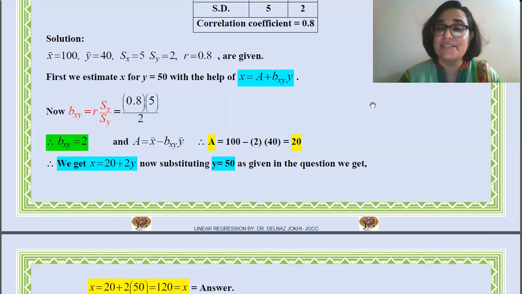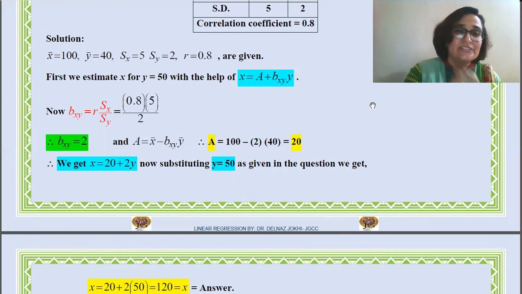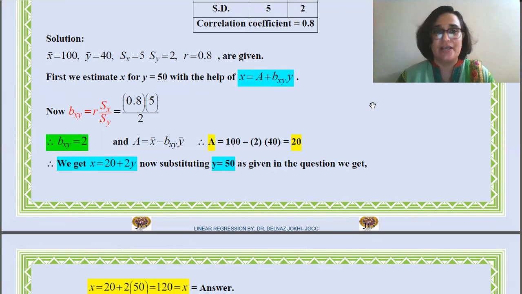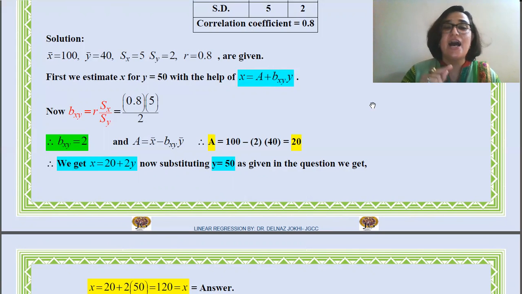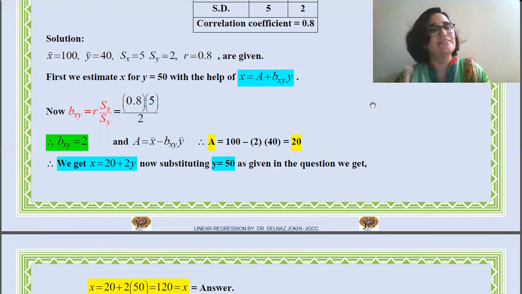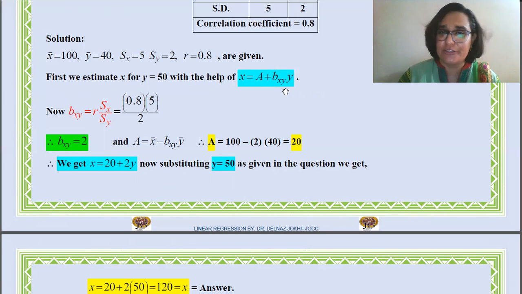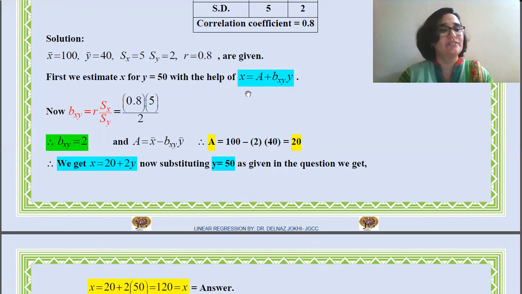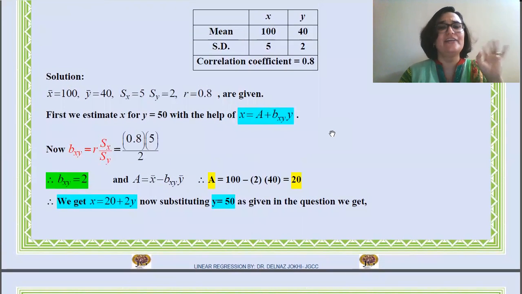सबसे पहले अब हम इस सम के अंदर x estimate, x for y is equal to 50, माने सबसे पहले इस सम के अंदर हम x on y से सम को शुरू करते हैं। As you see on your screen, x on y, what is the normal equation? X is equal to capital A, remember, plus bxy y, right? As usual, क्या पहले ढूंढोगे आप? bxy ढूंढोगे, right? और bxy ढूंढने के लिए सारी information आपके पास है. bxy का formula क्या है?